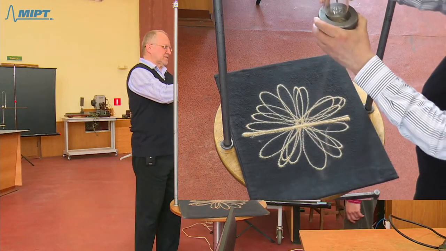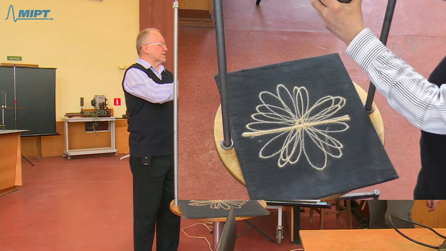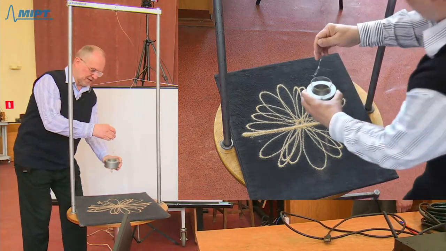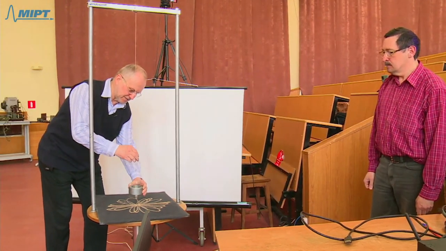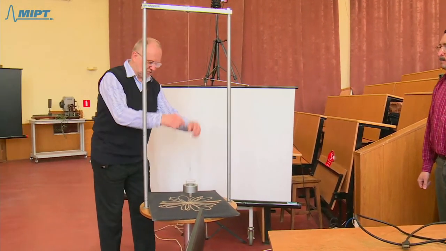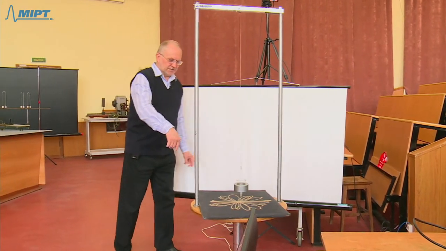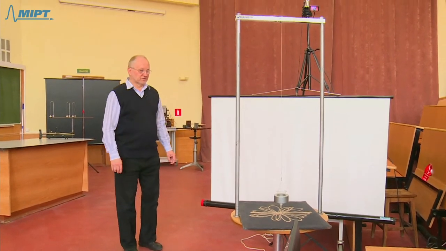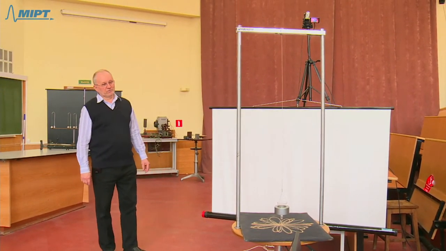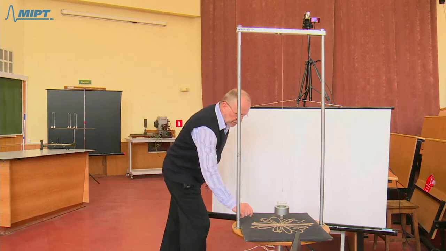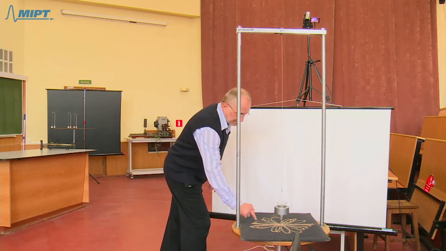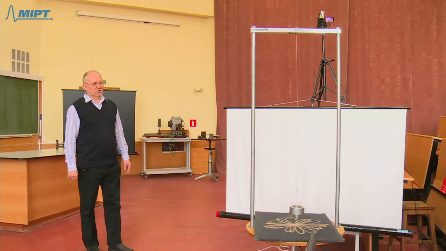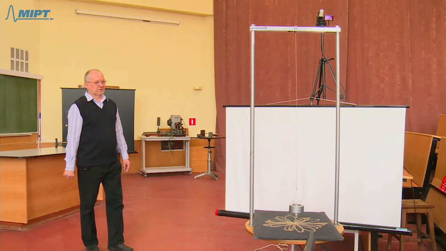There is a small glass with a hole inside at the bottom of this glass. And if we fill the glass with sand, then the sand will flow down from the hole, and in such a way we can observe this figure, which is actually drawn by a sand, a small stream of fine sand.